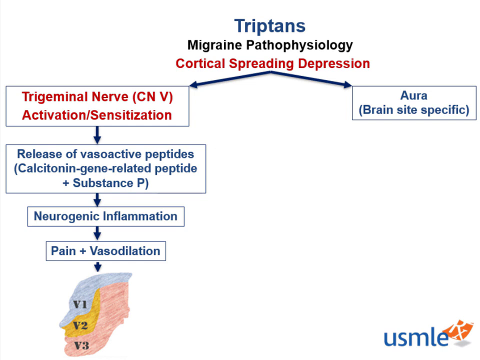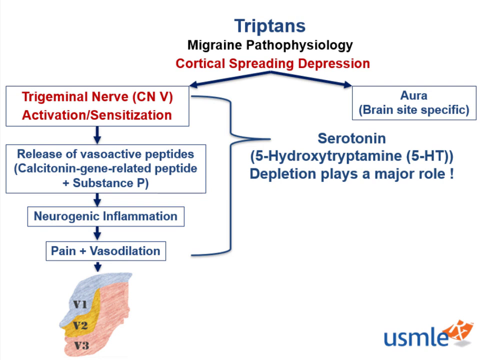To explain the other features of migraines, you must understand this. Serotonin, or 5-hydroxytryptamine, depletion plays a key role in migraine pathophysiology and relates to all the steps inside the bracket. Notably, migraine patients have been found to have abnormal serotonin metabolism in their brains. This results in a relative state of serotonin depletion that predisposes them to migraines.